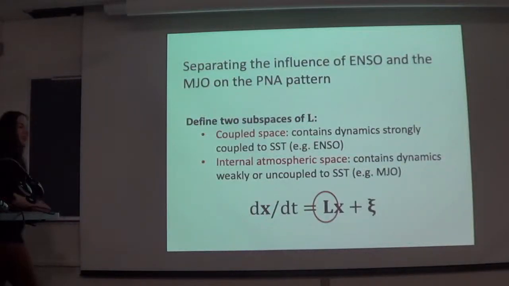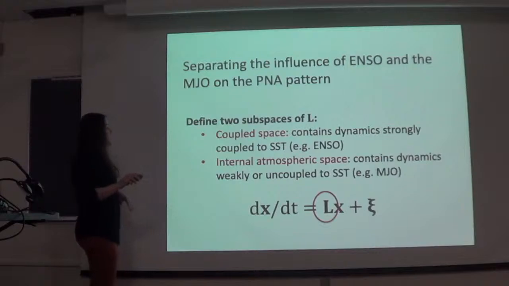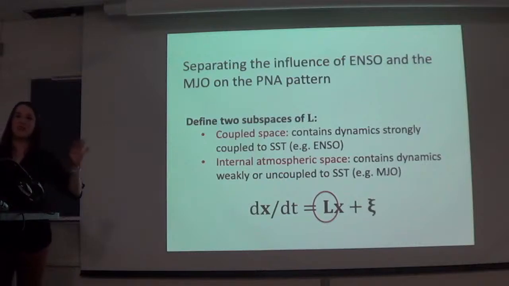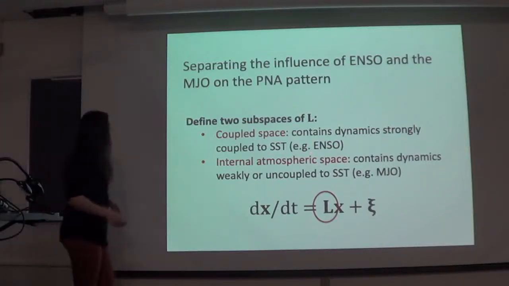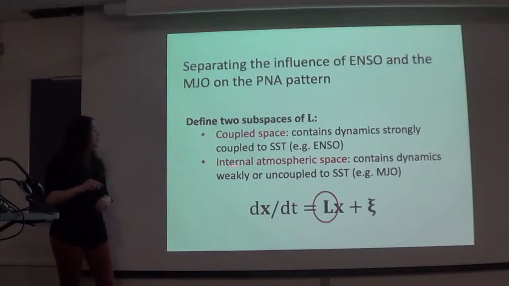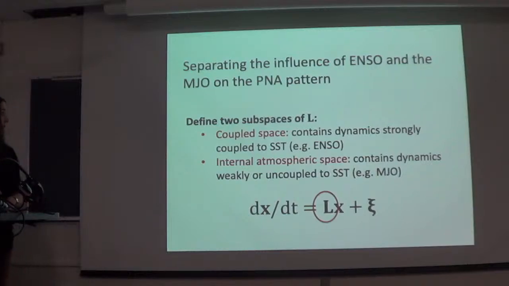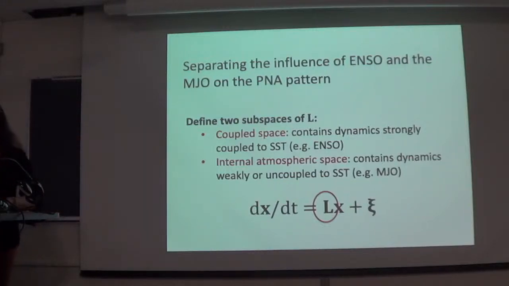One of the really cool things that you can do with LIM is separate the dynamics of the system. We look at two subspaces of our dynamical matrix L. A coupled space, which contains all of the dynamics that are strongly coupled to SST, which would of course include ENSO, an atmosphere-ocean coupled system. And then an internal atmospheric space, which contains all of the dynamics that are weakly coupled or uncoupled with SST. So the MJO exists within this internal atmospheric space, right? Its existence does not depend on that coupling to SST. So what does that look like?